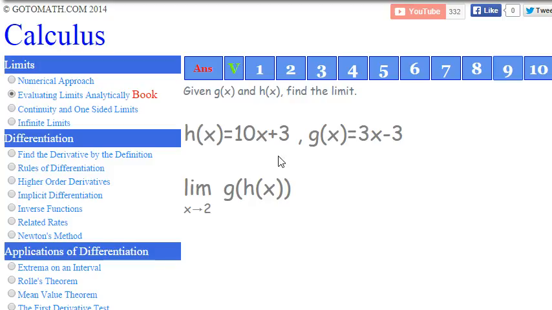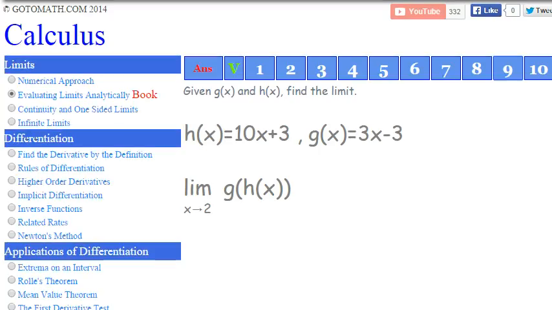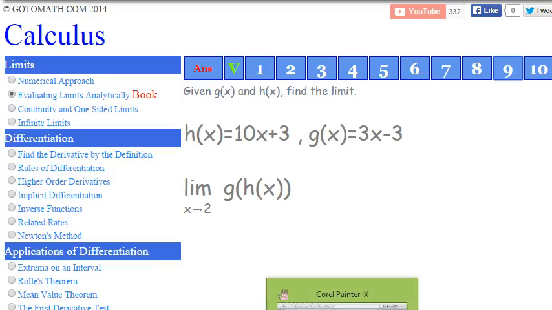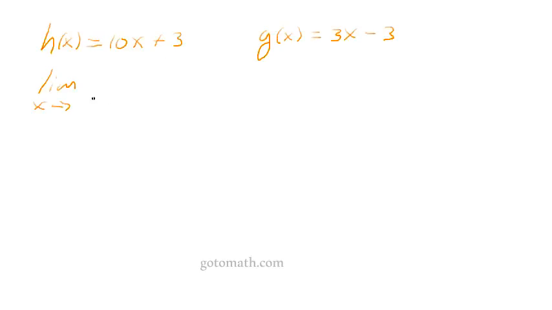So let me write this out. We have h of x is equal to 10x plus 3. And g of x is equal to 3x minus 3, and we're asked to find the limit as x approaches 2 of g composed of h of x.